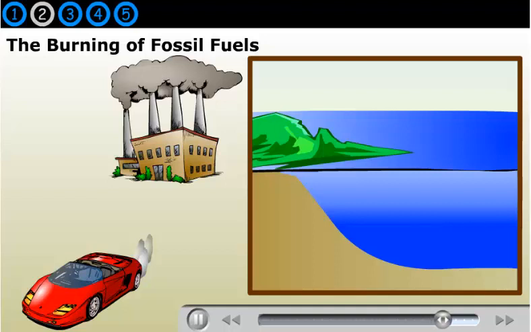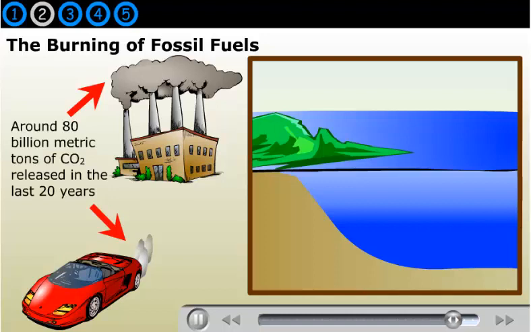One way humans are affecting the environment is by releasing large amounts of carbon dioxide into the atmosphere through the burning of fossil fuels. Fossil fuels are the petroleum we use to run cars and the coal we burn to operate factories. In the last 2 decades, the burning of fossil fuels by humans has released close to 80 billion metric tons of carbon dioxide into the atmosphere.